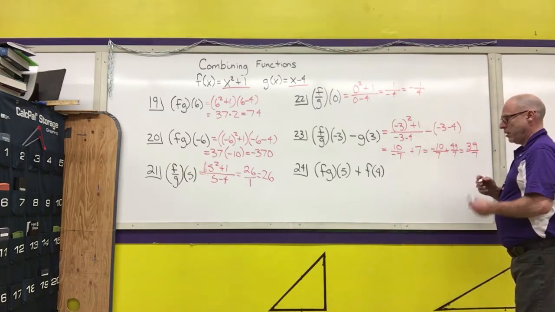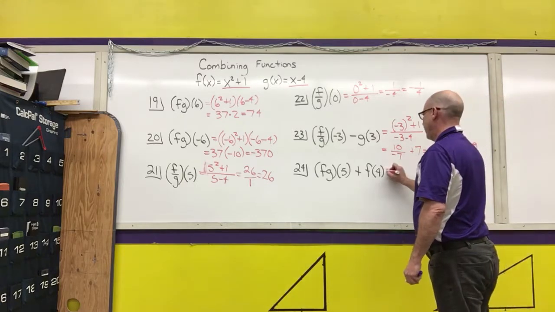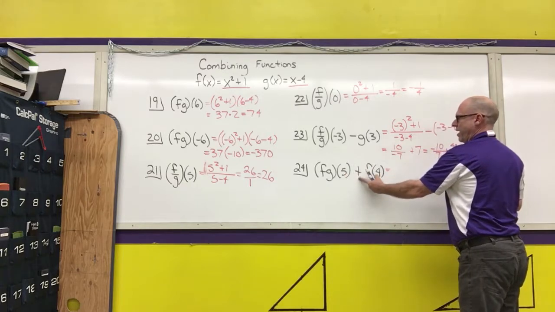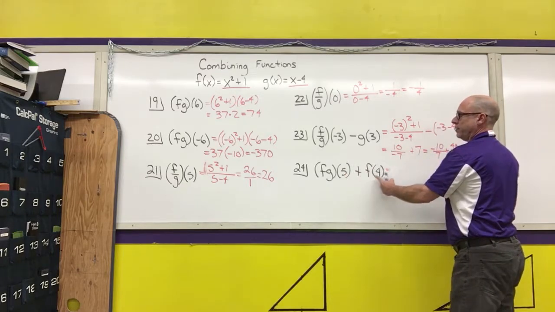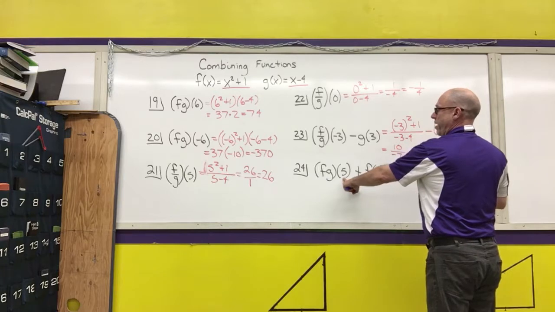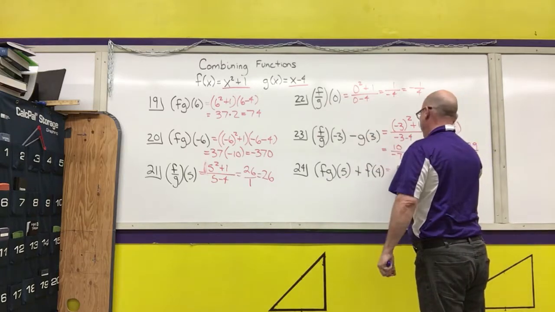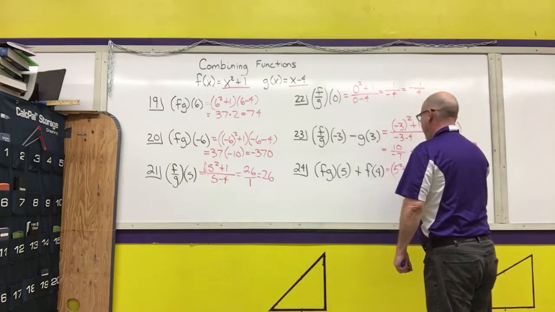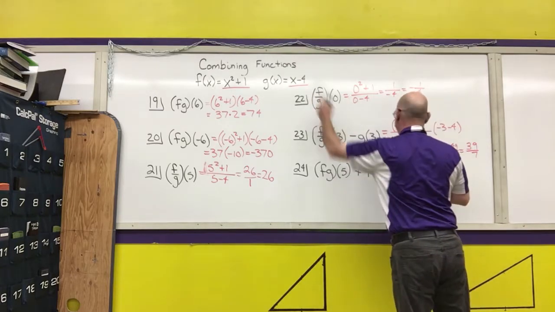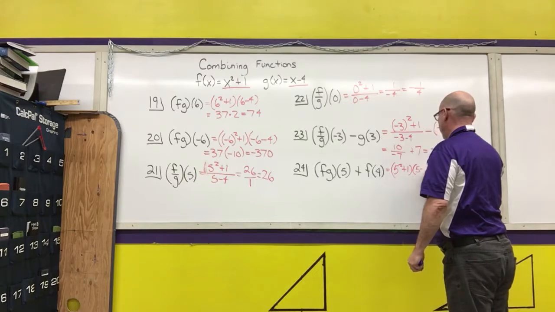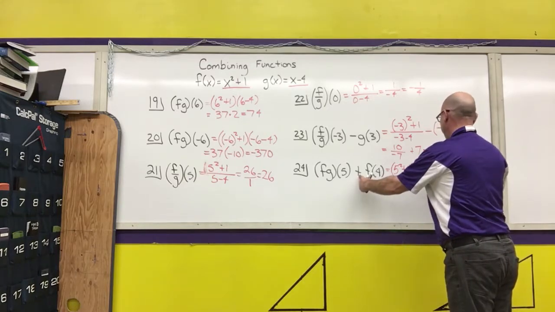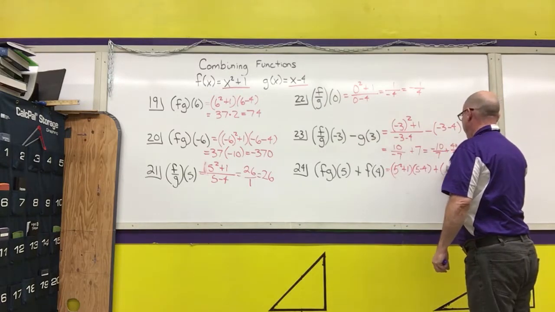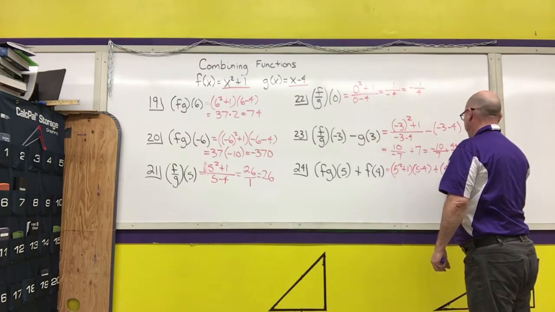For the final example, I'm going to find the product of f and g evaluated at 5, and then add f evaluated at 4. So f evaluated at 5 would be 5 squared plus 1. G evaluated at 5 would be 5 minus 4, plus f evaluated at 4, which would be 4 squared plus 1.